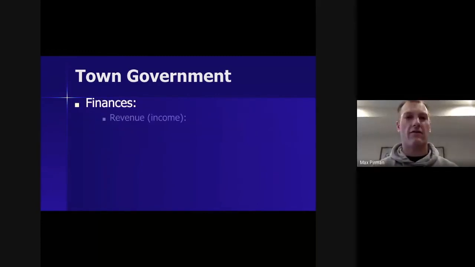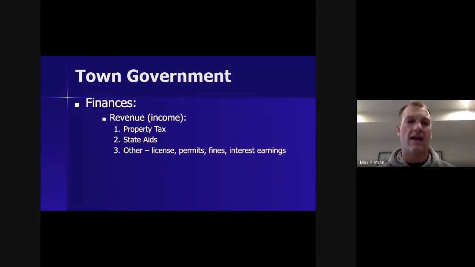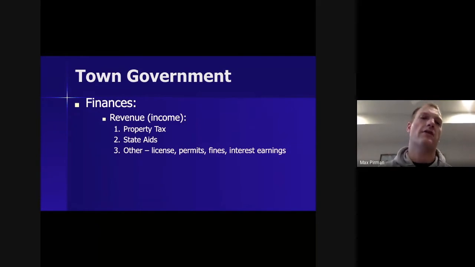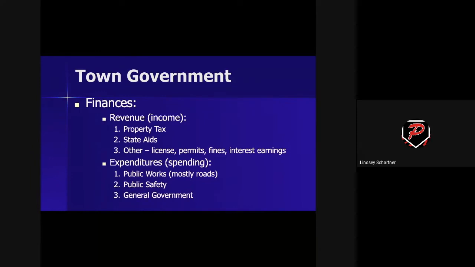Some of the finances, so where they get their revenue from. Again, you're going to see the common thing is property tax would be number one. The only change would be state aids and other, which would be the licenses. Those got flip-flopped, I believe, from the first two. So they get money from Wisconsin, and the license, permits, fines, and interest. And their spending is very similar: public works, mostly roads, public safety, and then just how the government is run, so paying people to fill those positions and the cost of running a government.